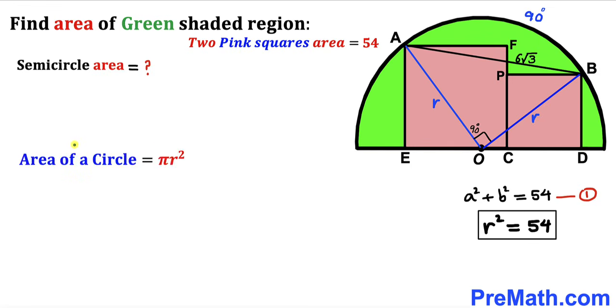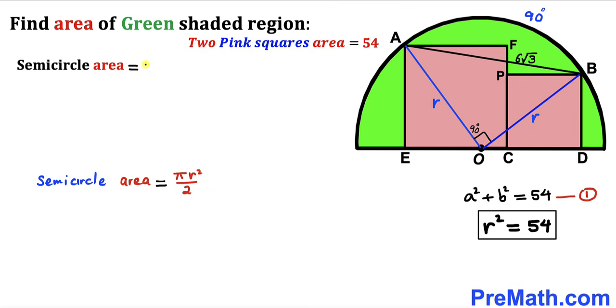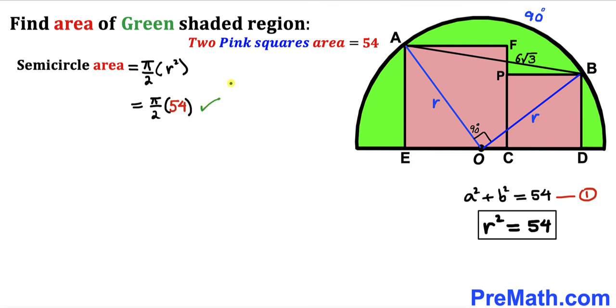And now let's recall the area of a circle formula: area equal to pi r square, where r is the radius. And since we are dealing with this semicircle, the semicircle area is going to be pi r square divided by 2. So I can write this one as pi divided by 2 times r square. And we know our r square value is 54. So I'm going to substitute this r square value as 54 over here, as you can see in this next step. And if we simplify, that is going to give us 27 times pi.